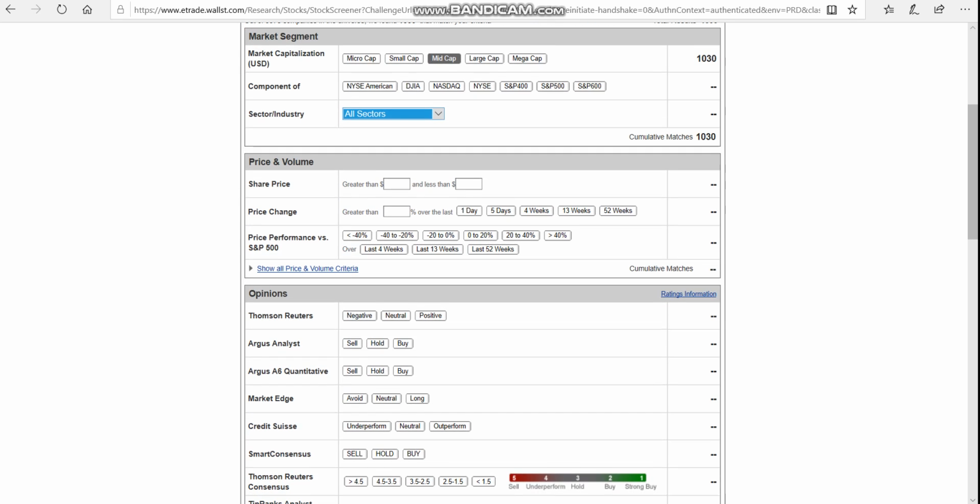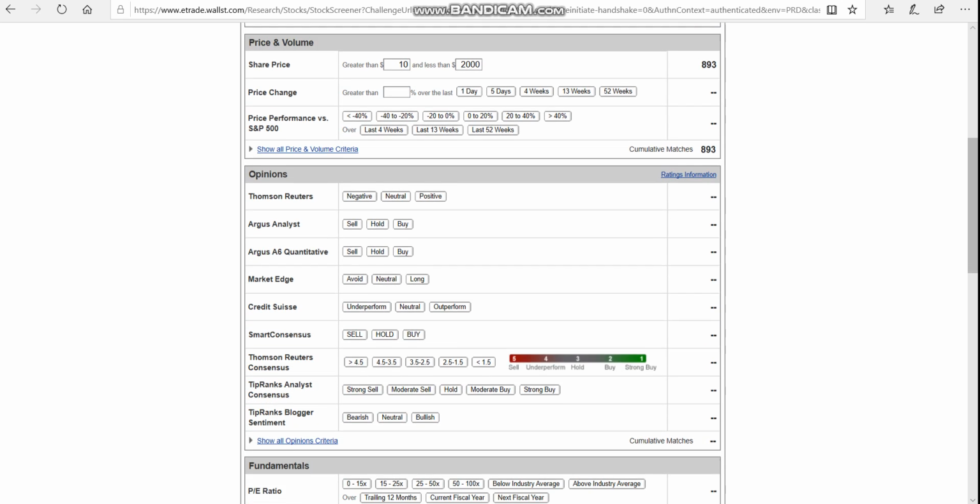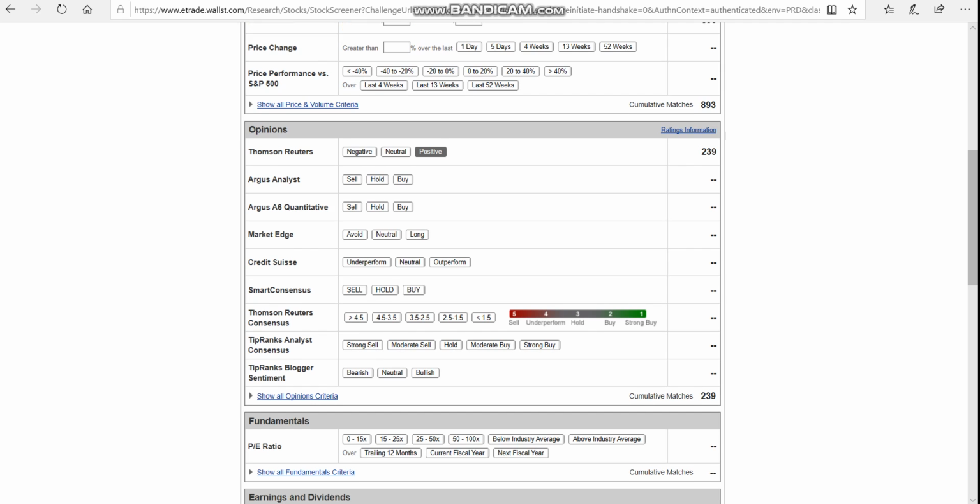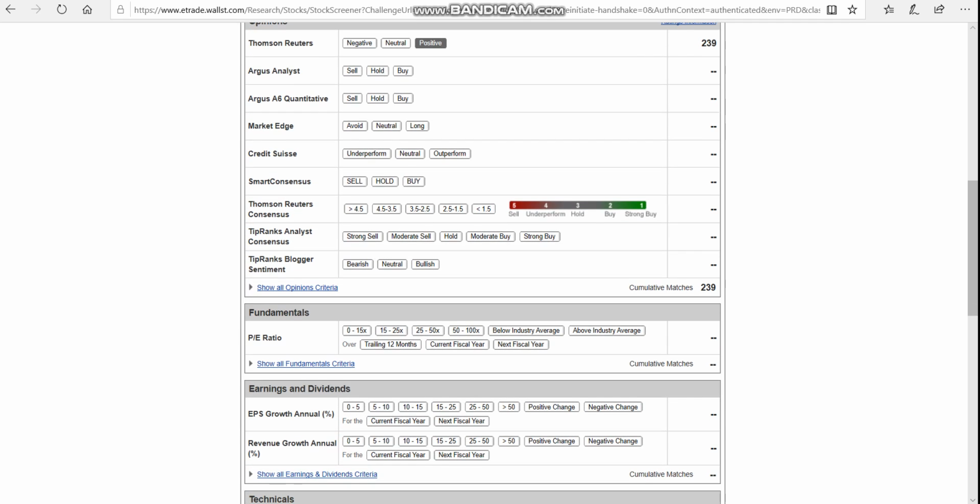Share price, I always want it to at least be greater than $10 a share. At least. And then less than 2,000. Price change, I'm going to want it to at least be, actually that doesn't really matter too much. Thomson Reuters, I love them, so I always want them to have a positive outlook on them. And then I want it to be a bullish sector for sure.